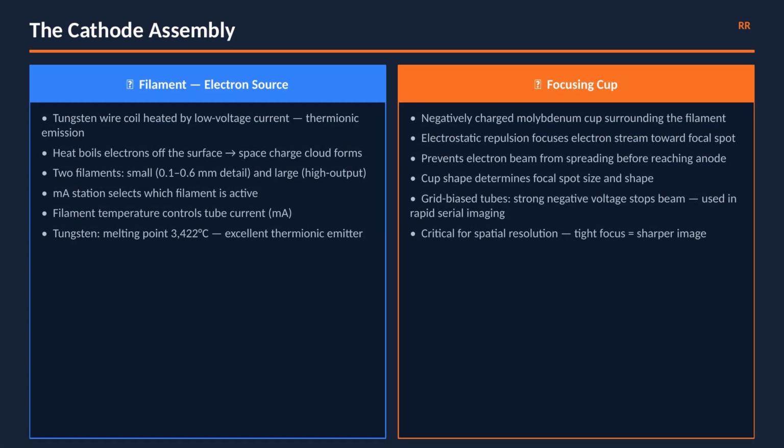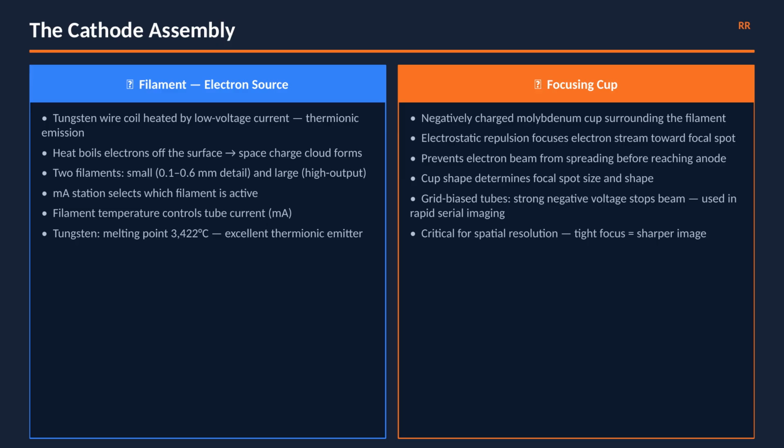Two components make up the cathode assembly. The filament is a coiled tungsten wire heated by a low-voltage current, typically 3 to 5 amps. This heating causes thermionic emission. Electrons gain enough thermal energy to escape the metal surface and form a cloud around the filament. This is the space charge. Filament temperature controls tube current. More heat equals more electrons boiling off equals higher mA.